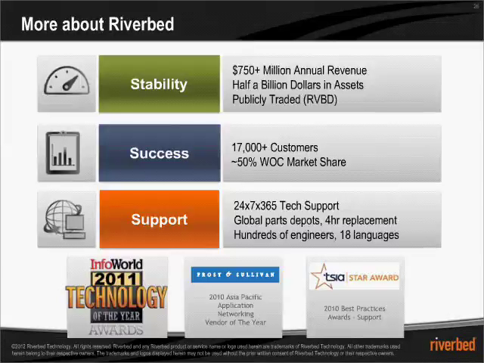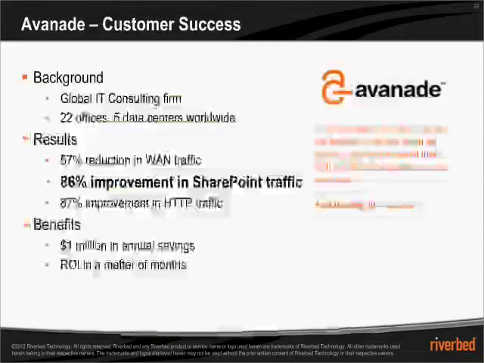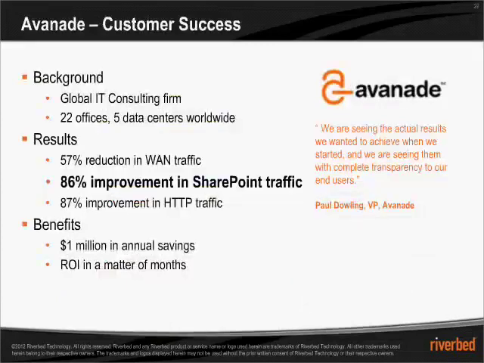So let's shift gears a little bit. Let's look at a couple of real-world examples. I wanted to share what other people have done so you can get a feel for it. Here's a company called Avanade. They do IT consulting, and they operate around the world. They have 22 different offices and 5 different data centers supporting that. And you can look at the quote here, and that probably sums it up very nicely, saying we're seeing the actual results we wanted to achieve when we started, and we're seeing them with complete transparency to our end users. So that's very important, that there's nothing required from an end user point of view. They're getting the benefits they want, and it's really, really seamless to the environment.